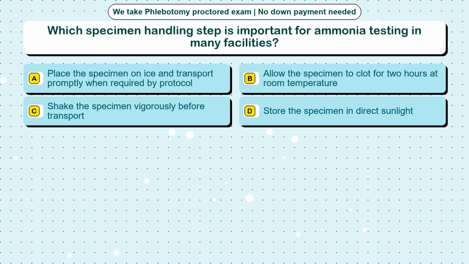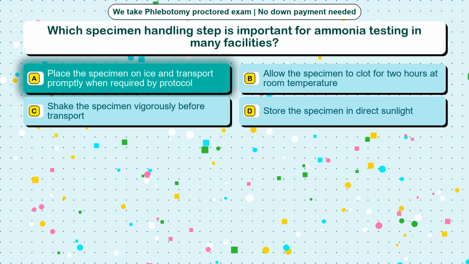Question 70. Which specimen handling step is important for ammonia testing in many facilities? Option A. Place the specimen on ice and transport promptly when required by protocol. Option B. Allow the specimen to clot for 2 hours at room temperature. Option C. Shake the specimen vigorously before transport. Option D. Store the specimen in direct sunlight.